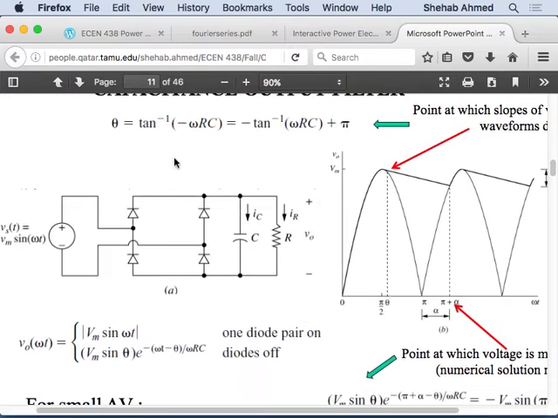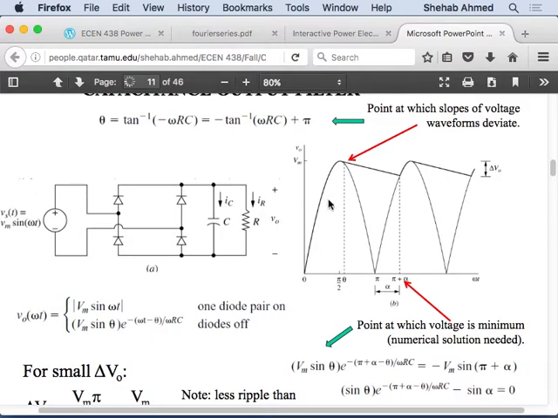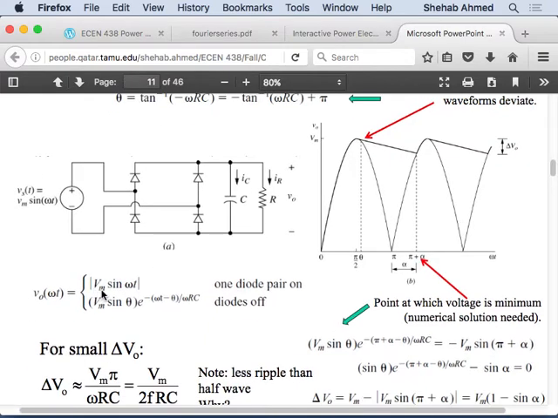Okay? What happens at that angle theta? Again, the slope of the input voltage and the slope of the capacitor voltage start deviating. So my equation for input voltage is Vmax sine theta. My equation for the capacitor voltage, again, this is an RC circuit. The current will have a shape equal to A e to the minus t over tau. So A happens to be Vmax sine theta.